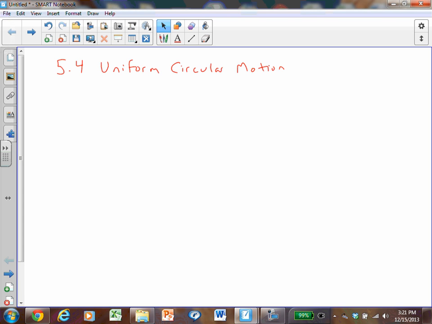So if you have an acceleration, you must have a force. And since they're directed inward, inward seeking or center seeking is centripetal. So we call those centripetal forces.